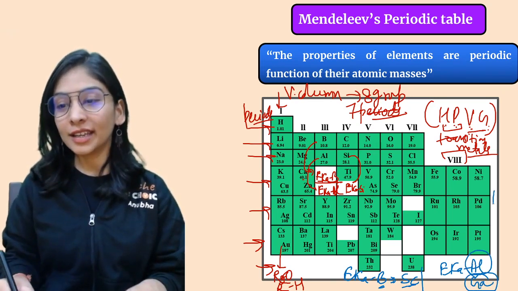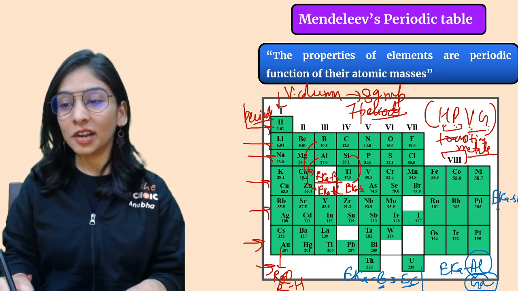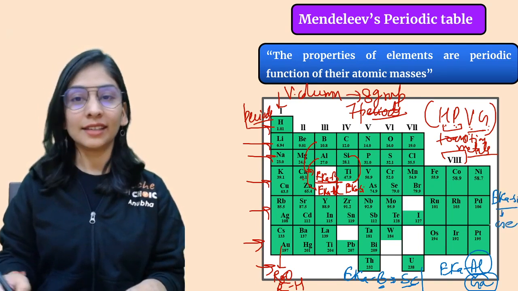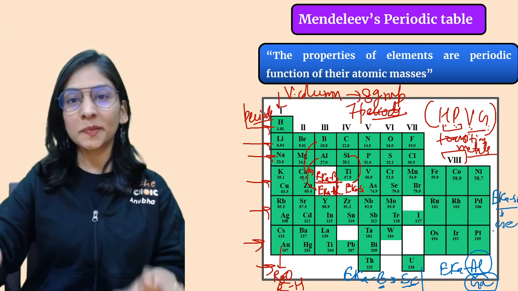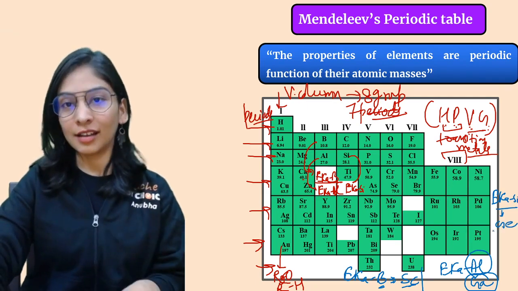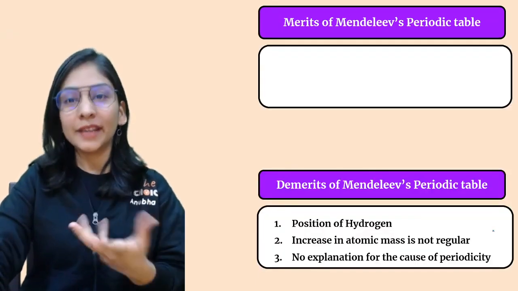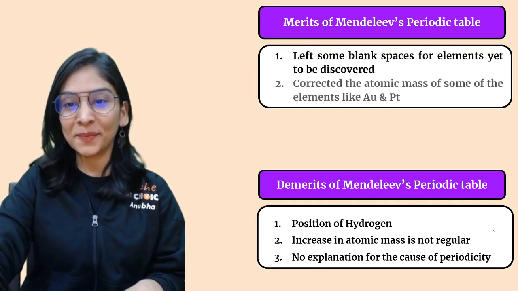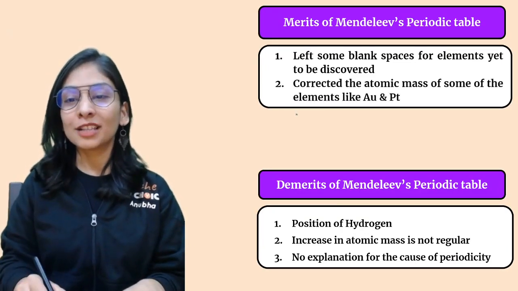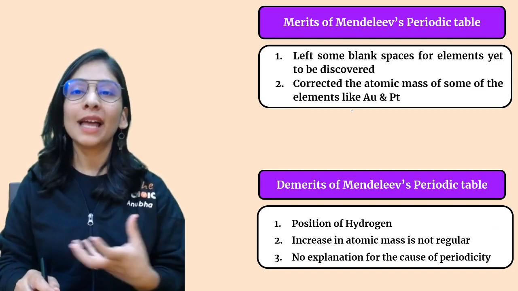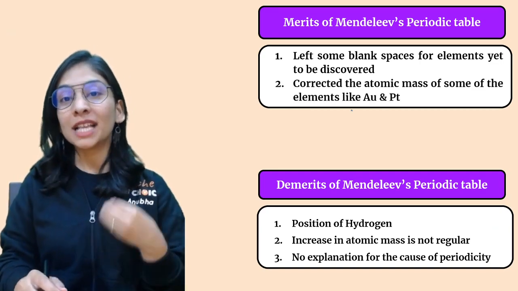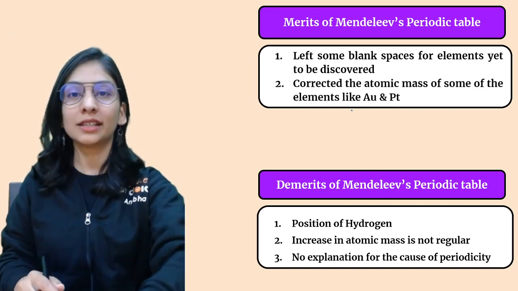And Eka Silicon is Germanium. Sita ji, or Seema ji, giving respect to someone; you can use this in your memory so that it will be stored for a longer time. Next, he corrected the atomic mass of some of the elements like gold, platinum, even barium. Many masses were written wrong and he corrected them as well.